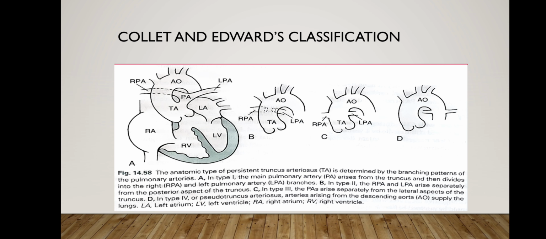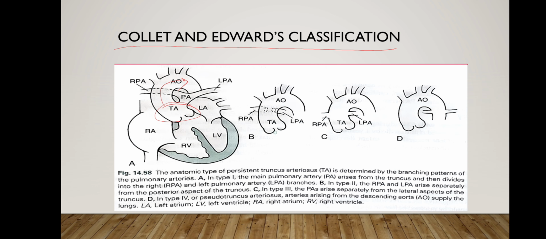According to the Collett and Edwards classification, it is divided into four types, type 1, 2, 3, 4, based on the origin of the pulmonary artery from the truncus arteriosus. Type 1 is one in which there is a massive VSD, and the pulmonary artery originates from the truncus arteriosus, and this truncus arteriosus is continuous just like the aorta.